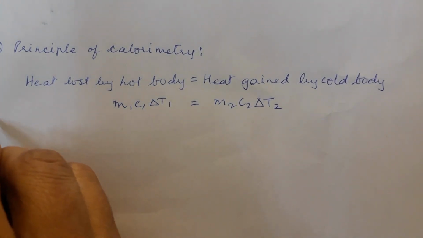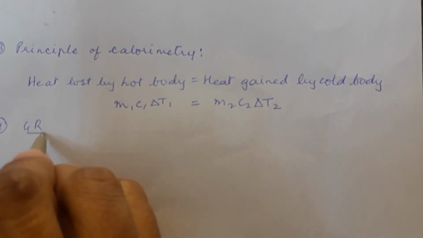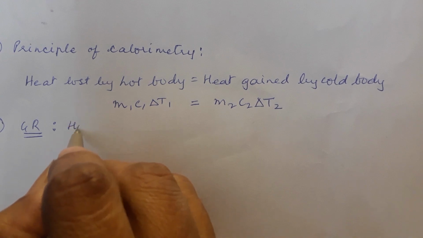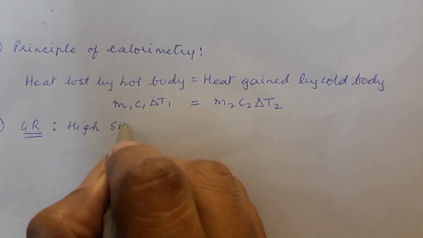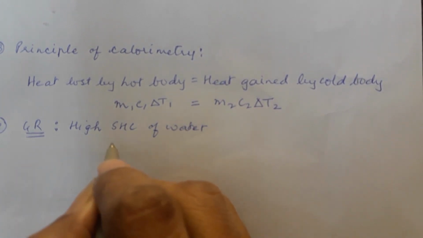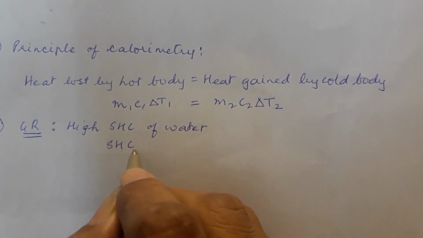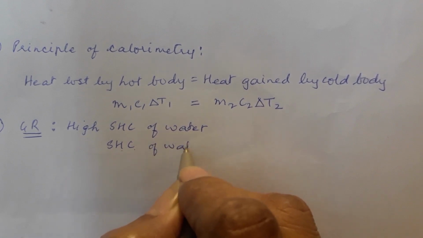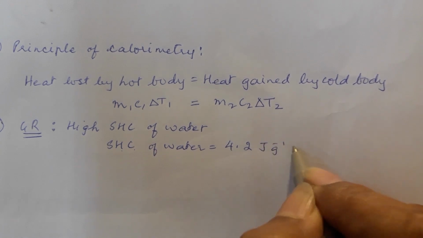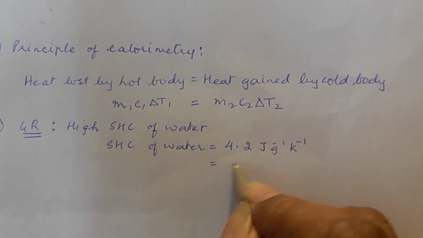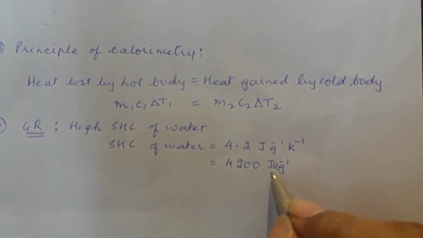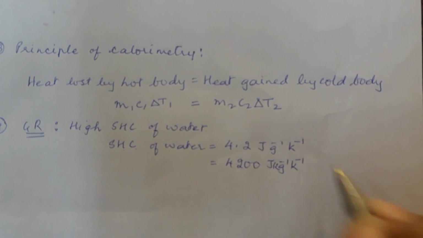Number 14. Number 14 are going to be all the give reasons. Now the give reasons will be dependent upon the high specific heat capacity of water. Now you know that the specific heat capacity of water is 4.2 joule per gram per Kelvin, or in SI unit it will be 4200 joule per kg per Kelvin.